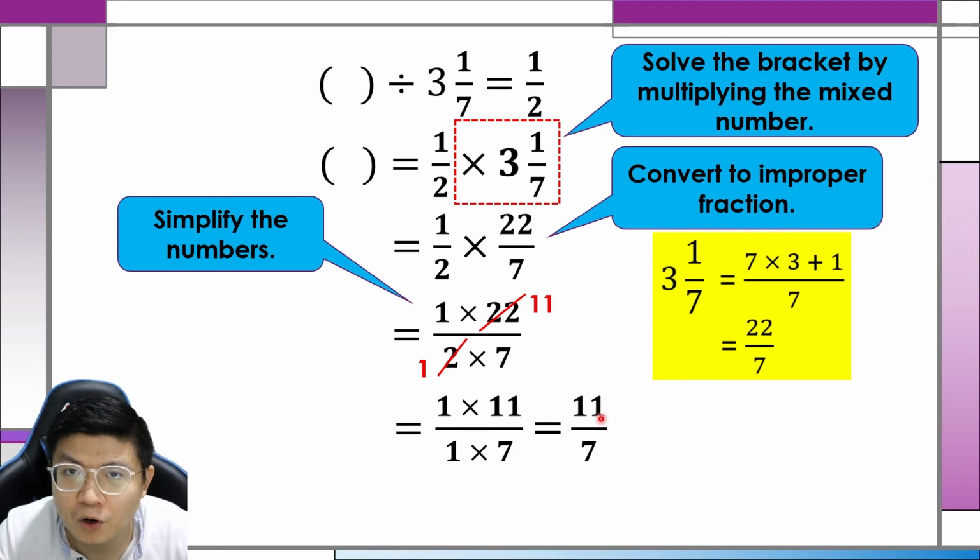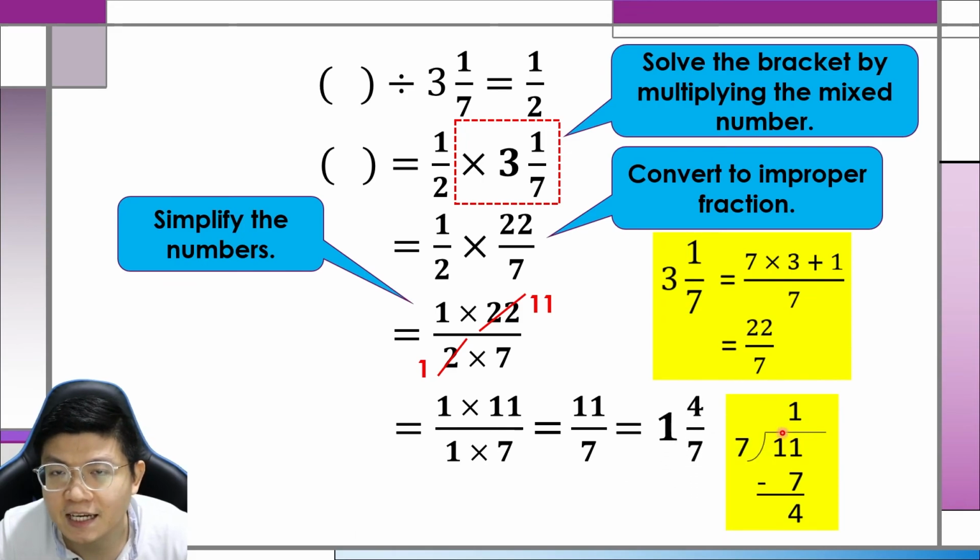This is an improper fraction. And again, you need to convert it into a mixed number by taking 11 over 7, or divided by 7. So 7, 1, 7 minus, and you left 4. So this one is actually the whole number and the remainder is actually the proper fraction here.